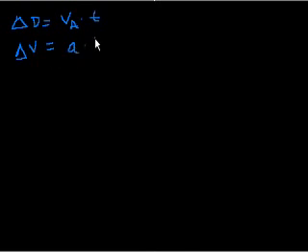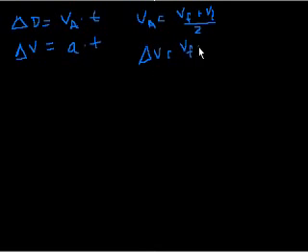So let me write down everything we've learned so far. Change in distance is equal to average velocity times time. And we know that change in velocity is equal to acceleration times time. We also know that average velocity is equal to the final velocity plus the initial velocity over 2. We know the change in velocity, of course, is equal to the final velocity minus the initial velocity.